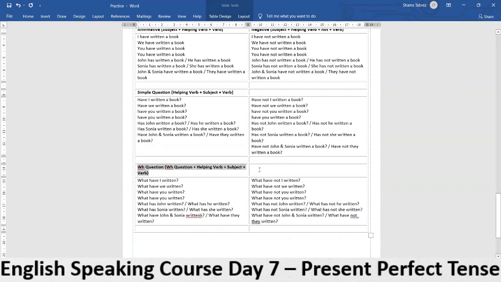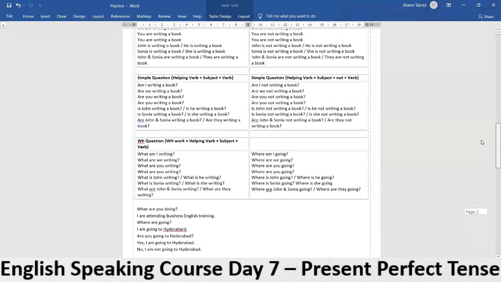Okay, this is about, so let me add WH question with not. So in this one, helping verb, then not, plus subject, right? So here also in this simple question, if we want to add not, then it is helping verb plus not plus subject. All right. Let me correct this in the other as well.